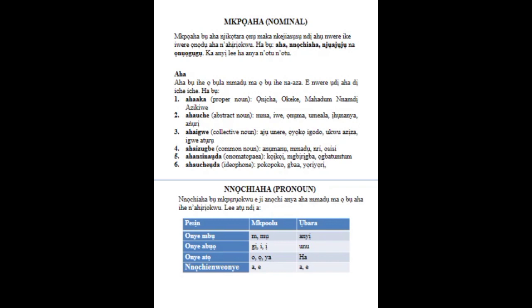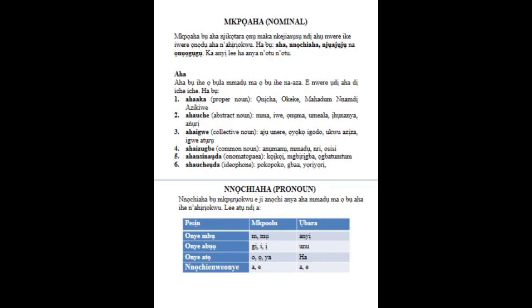Now, the first person pronoun says mkpolu is singular, ụbara is plural. Or mo, the ụbara is anyị. Gị, ị, unu is ụbara. Onye atọ, o, ọ, ya, the plural ụbara. Ha, a, e is the impersonal pronoun. It is the same with the plural. Now, mo means my, me, I. It also means mine when you add nke. Ụbara anyị means we, our.